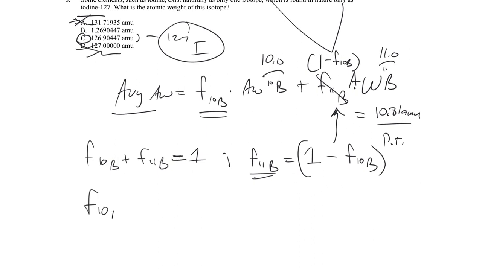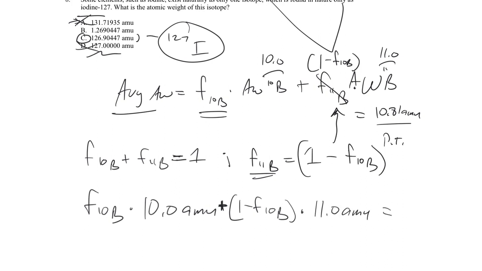So we'd have the fraction of the 10 boron times the atomic weight of the 10 boron, which I'll write as 10 AMU, and then the sum, so plus 1 minus the fraction of 10 boron times 11 AMU. And that's all equal to that average atomic weight at 10.81. All we have to do is solve this algebraic expression, which just requires a little bit of finesse, a little bit of factoring, a little bit of rearranging.